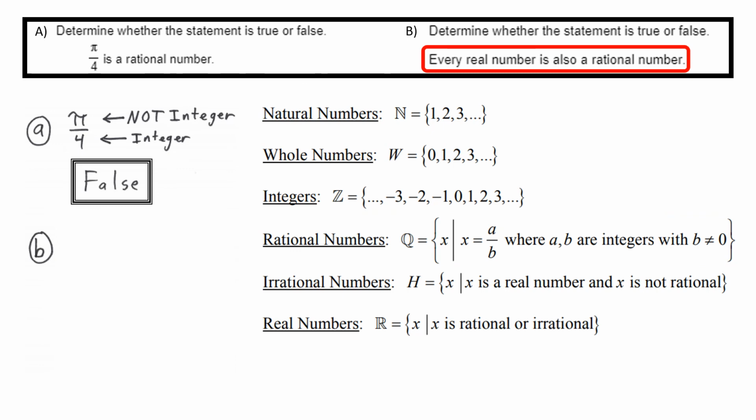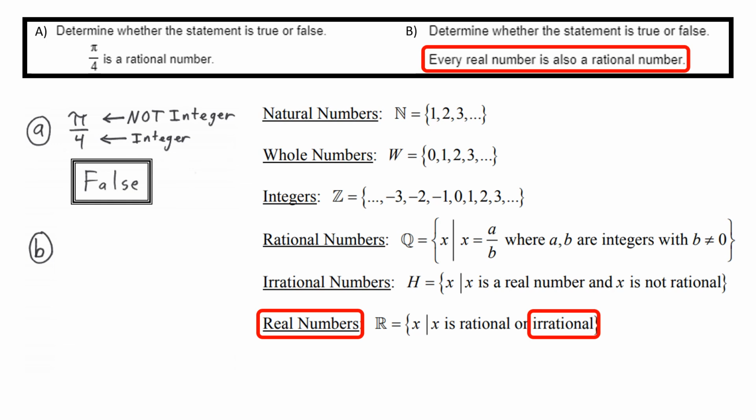Part B, every real number is also a rational number. Notice that the definition of real numbers contains all rational numbers. So every rational number is a real number. But our statement is not worded that way. It says every real number is also a rational number. Is every real number also a rational number? Well, no. The definition of real numbers indicates that they also contain the irrational numbers. So the statement, every real number is also a rational number, is false.